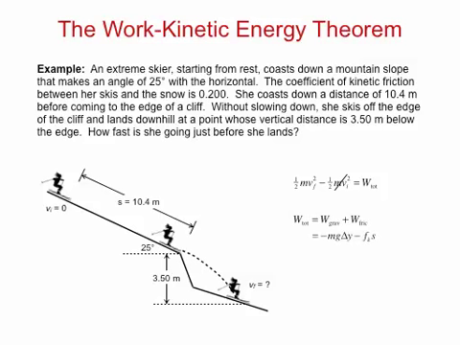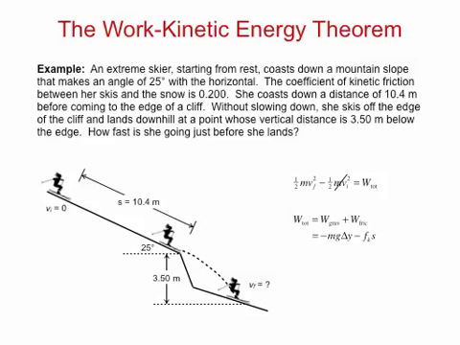The work done by gravity is always minus mg times the vertical displacement, delta y, regardless of the path taken. Kinetic friction obviously only does work for the skiing part of the motion, not the jumping part.